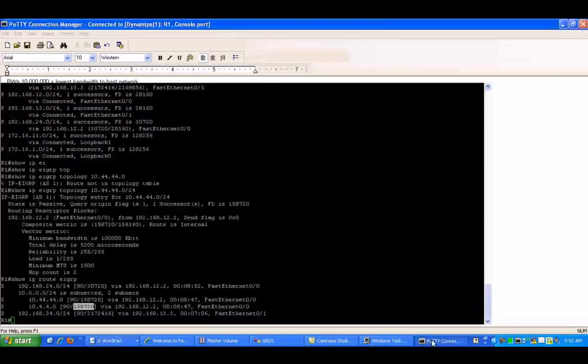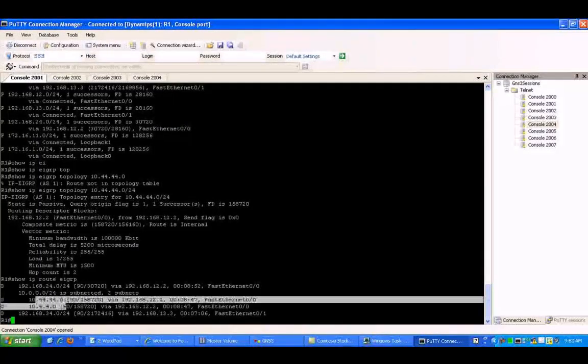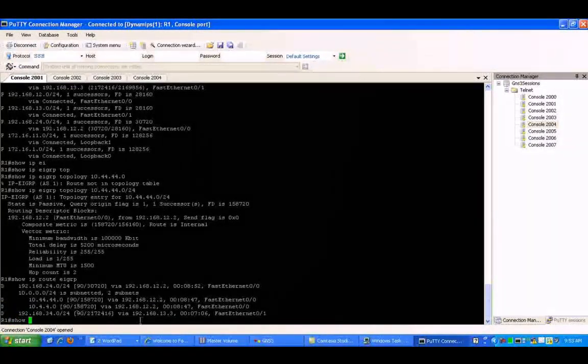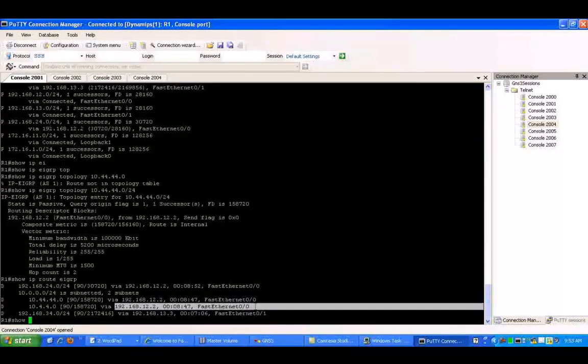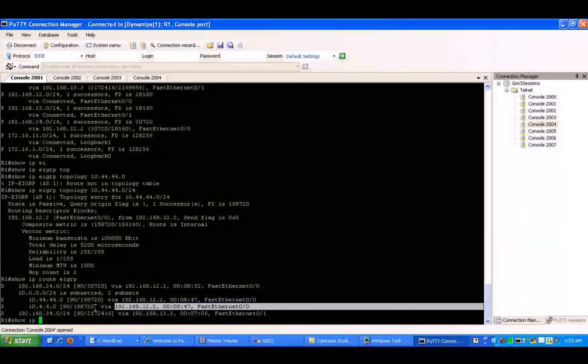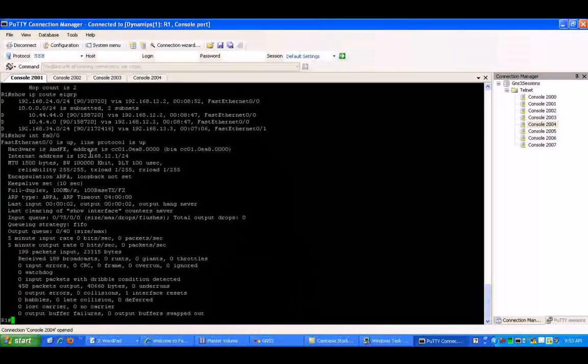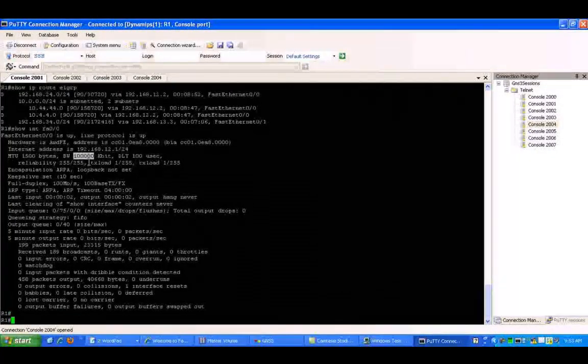So what we'll do is we will show you this real fast. So if we look at the link 10.4.4.0, we're learning it from router 2, which is 12.2. If I do a show interface FastEthernet 0/0, what we can see is the bandwidth, which is 100 meg on the FastEthernet interface. So bandwidth is 100,000 kilobits.